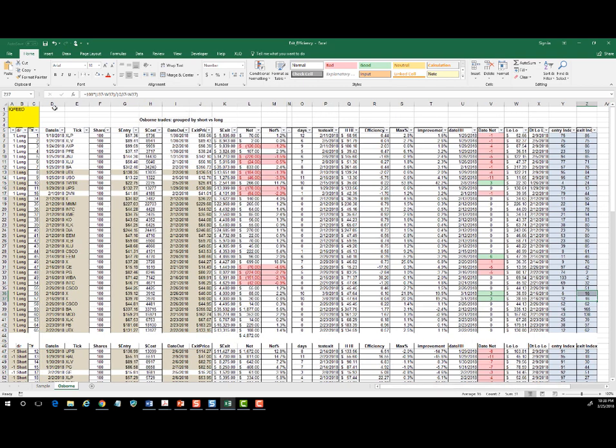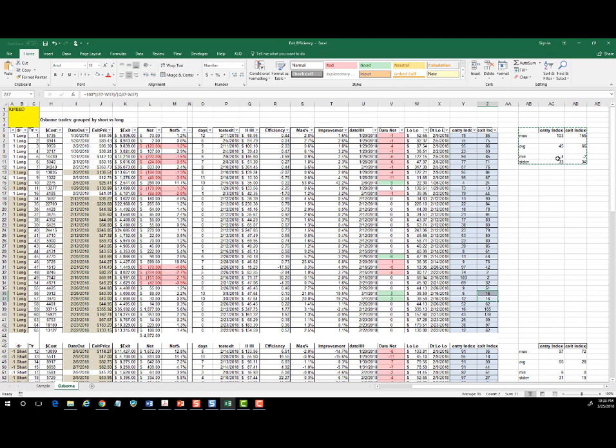So when we copy those formulas all the way down, Excel performs all those tests for us. And what we can say on the longs then is that this is really the number that I'm looking at. On average, Glenn is getting in on the 45 index and out on the 66 of an index. So he's capturing 21 index points, which is pretty good.